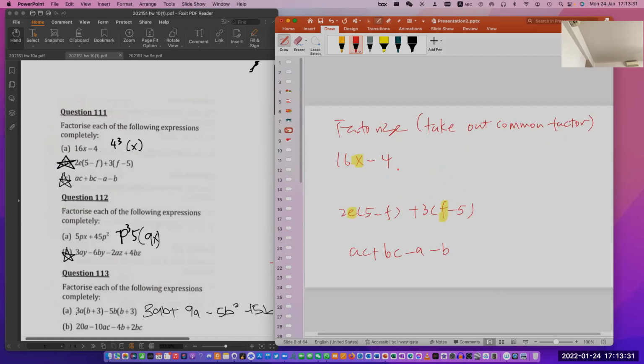So for 16x minus 4, it's very simple. You can split your 16 to 1 times 16, we just talked about it. You can split it to 2 times 8. You can also split it to 4 times 4. Then of course you have this x. X you can't split it further, so x is x. Now you have this 4. 4 you can split it to 2 times 2. You can also split it to 1 times 4.